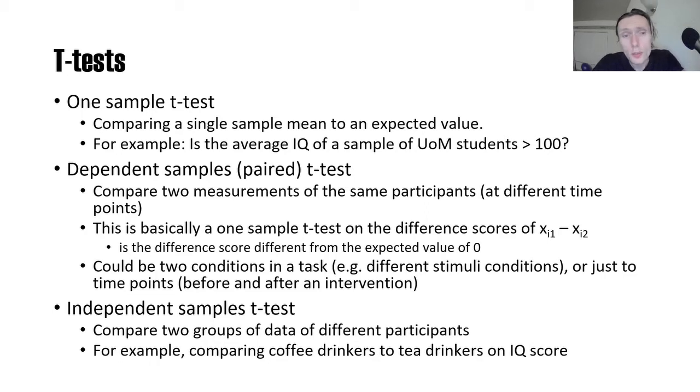Now then you can use, for example, a dependent samples t-test or a paired t-test or a paired samples t-test. In this case, you compare two averages with each other, but those averages come from the same participants. So for example, you could look at a certain score at one point, and then one week later you test them again to see if the score changed.